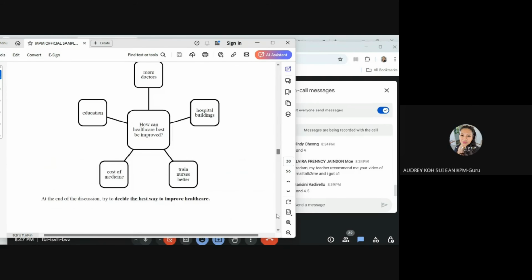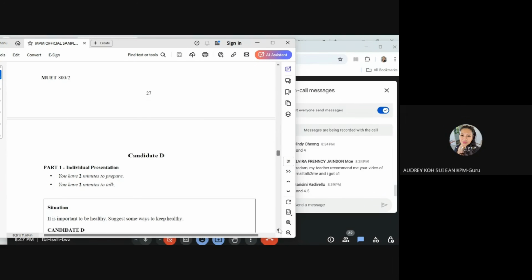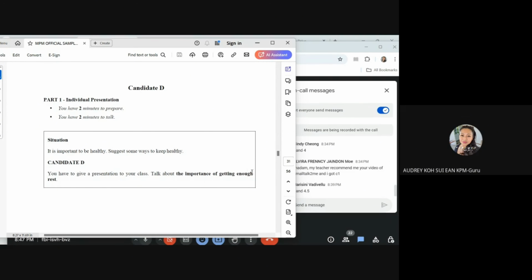Okay, let's go to candidate D. So I talk about the importance of getting enough rest. All right. So another thing that Malaysians seem to lack these days is quality sleep. Why? Because they are addicted to their handphones, mobile phones. What do they do on their mobile phones? They do gaming addiction. Yeah, they have streaming addiction, which means they watch Korean dramas 24 hours a day, and then they have a lack of sleep, a lack of everything. So that is called streaming addiction.